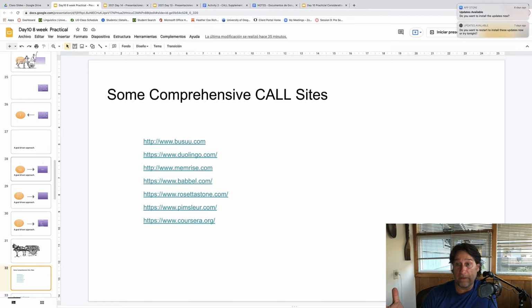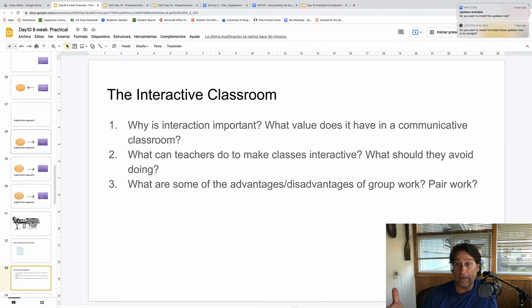There's this last thing. I'm going to put this also in the links below. These are the comprehensive CALL sites that are out there. There's a whole number of them, and you might use these for one of the upcoming projects, which is to do a textbook analysis, but you're also welcome to look at some comprehensive CALL sites and use those for your analysis as well.